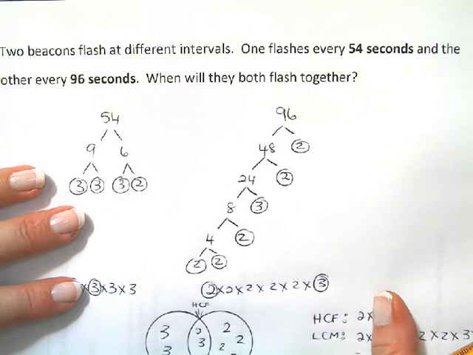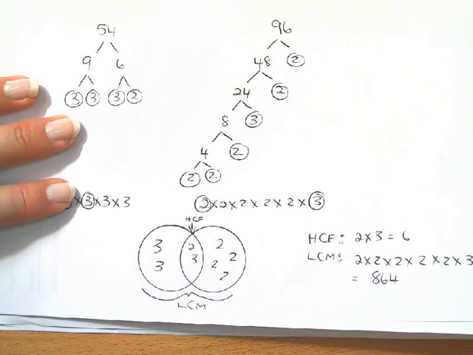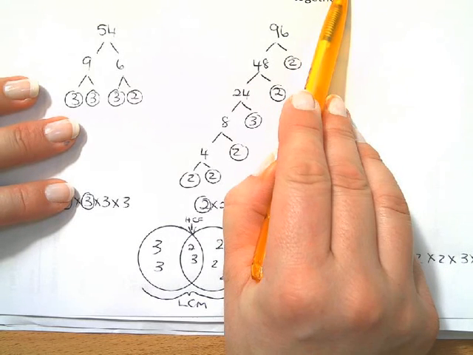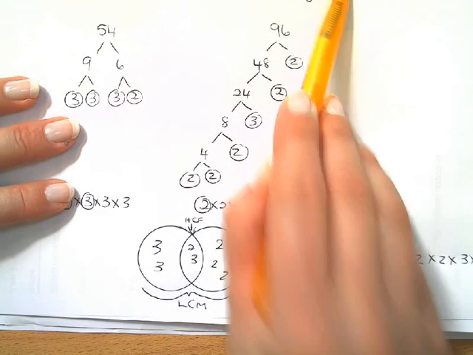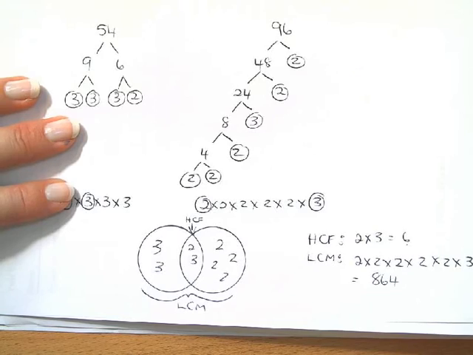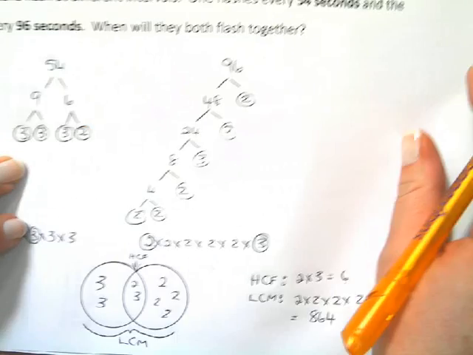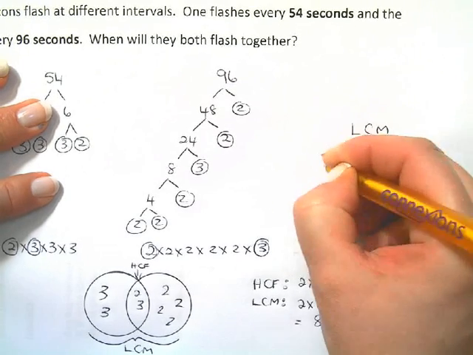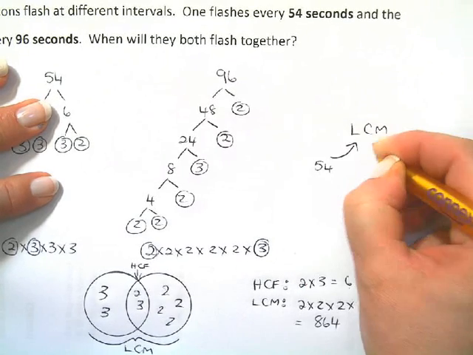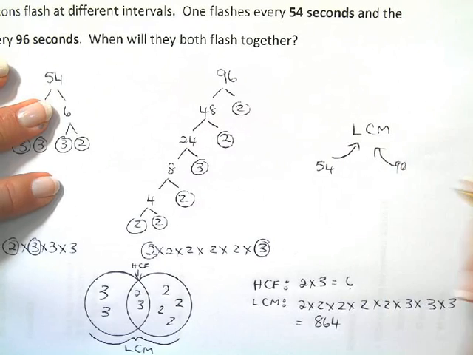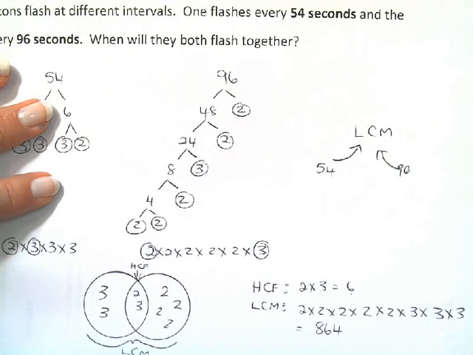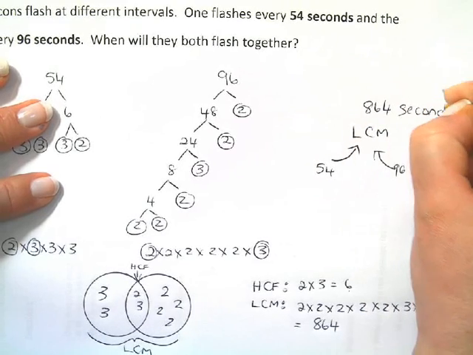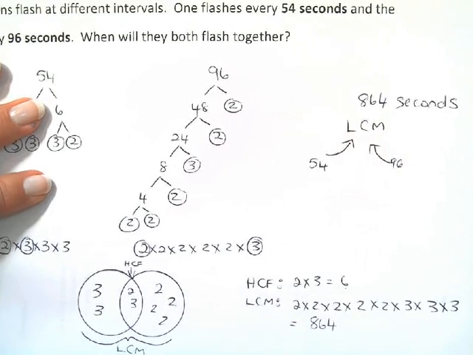Now it stands to reason they can't both flash together every 6 seconds because one beacon only flashes at 54 seconds. So I'm looking at my lowest common multiple. And my lowest common multiple, LCM, is a number that both 54 and 96 can divide into. And that lowest common multiple we said was 864 seconds. So every 864 seconds, those two beacons will flash together.